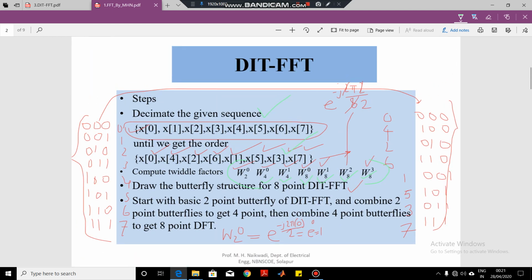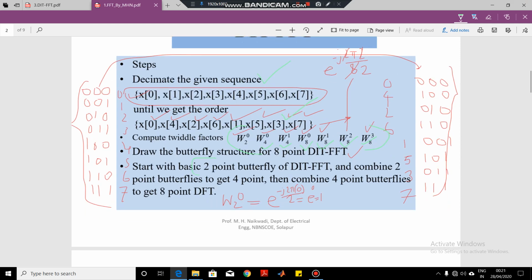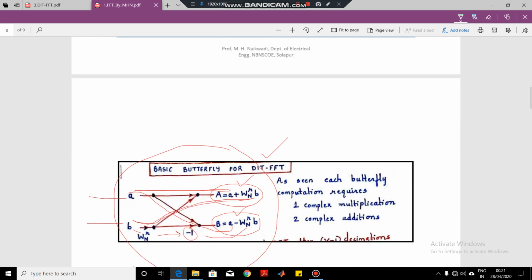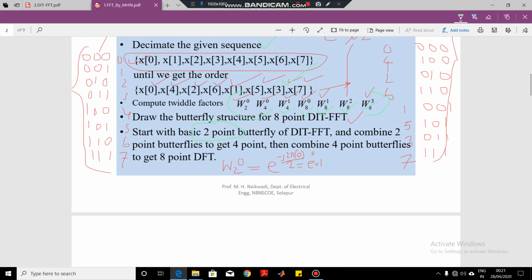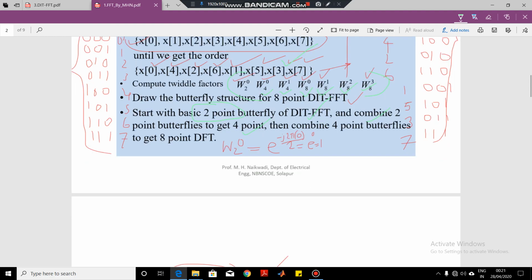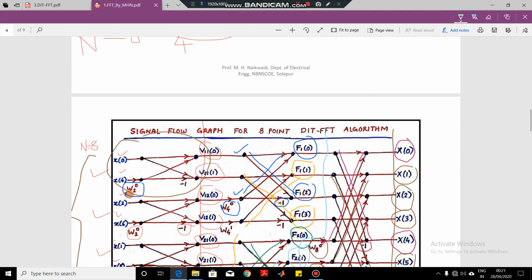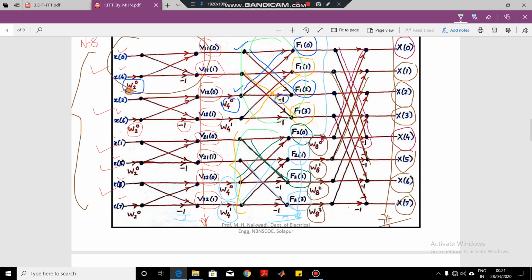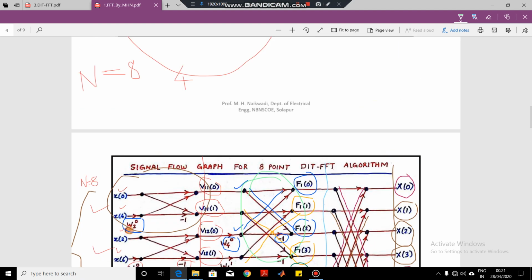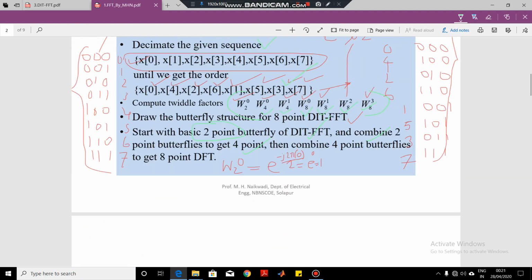We draw the entire butterfly structure, show the twiddle factors where they are required, and we start with the basic 2-point butterfly. So we'll start with the 2-point butterfly and compute its output. Then we combine these 2-point butterflies to get the 4 points. So these 2-point butterflies we are combining here. After combining these two butterflies, we get the 4-point outputs. So this is combining the 2-point butterflies to get the 4-point output.